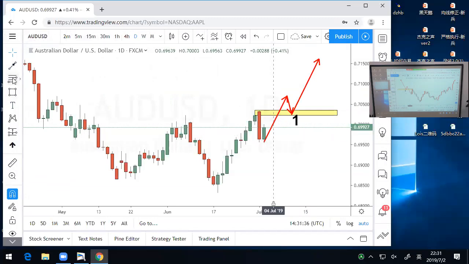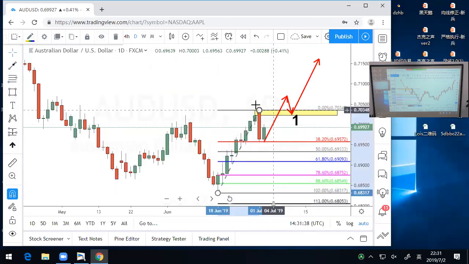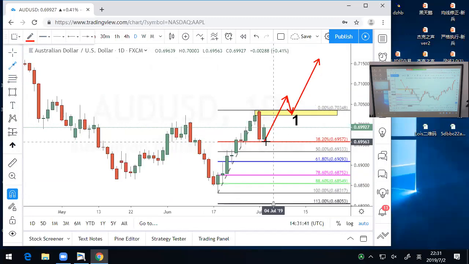Number 1. Number 2, you draw the Fibonacci from here. Okay, you can see now the price is supporting at a 38.2%. So get ready to buy from the 618 level. That is number 2.